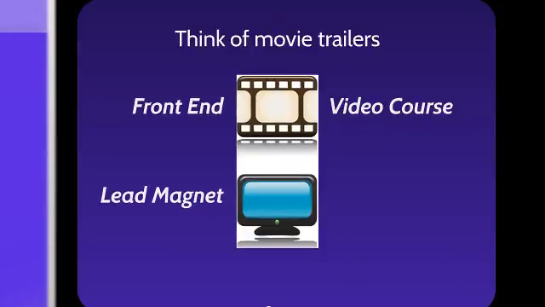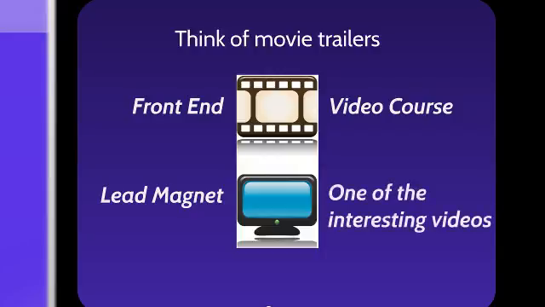Let's say, for example, that your front end offer is a video course. Whatever you're trying to sell in that video course, what could your lead magnet be? Well, it's pretty easy. As long as you have the concept, take a piece out of the front end. Take perhaps one of the most interesting videos. If it's a private label rights video course or a course with resale rights, you need to make sure that you have the rights to do this.